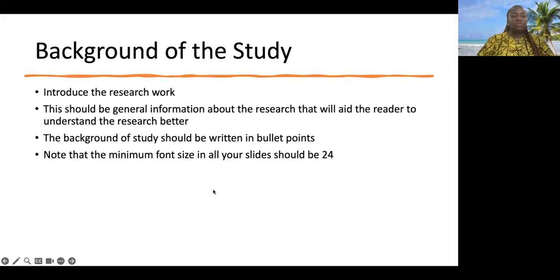For the background of study, you want to know the general information about your research work. So you introduce your research work and the general concepts that will aid the understanding of anybody reading your project. Make sure that in your slide, your bullet points are a minimum of 24 points in size, and you should put all your information in bullet points. But when you're preparing the document, your document should be in paragraphs. So just put together the general information about the research that you're carrying out.